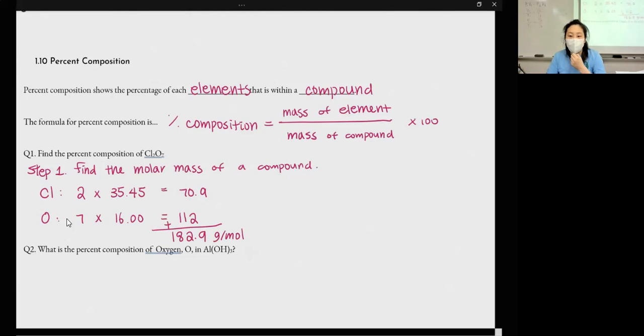And then depending on which one you're asked to do, if the question asks you to find the percent composition of an element in the compound, then you will take this number, 70.9, as the mass of the element and divide it by the total molar mass, which is 182.9, times 100. That will be the percentage.